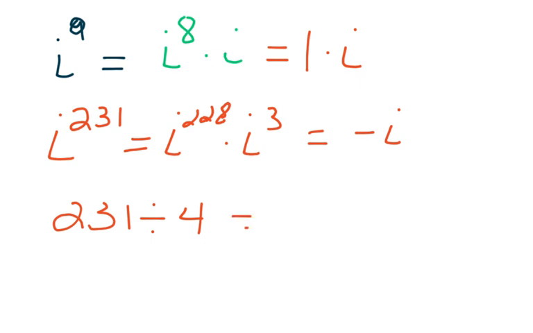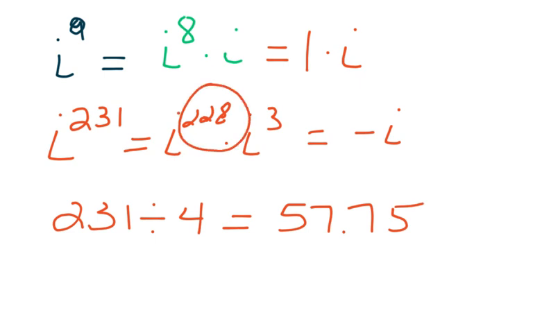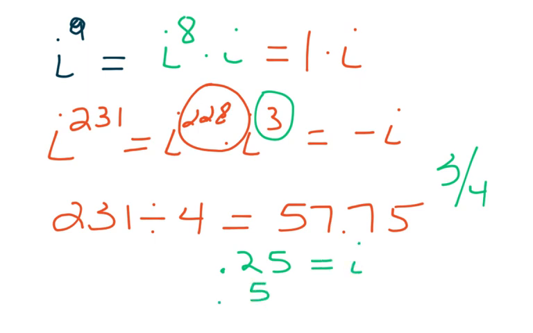So this answer in my calculator was 57.75. So 57 times 4 is 228, and then I'm left with a remainder of 3. Remember, 3/4 is 0.75. So if it was 0.25, that would equal i. If it was 0.5, that's equal to negative 1. And if it was 0.75, it's i cubed, which is negative i. And of course, if it's a whole number, then it's 1.